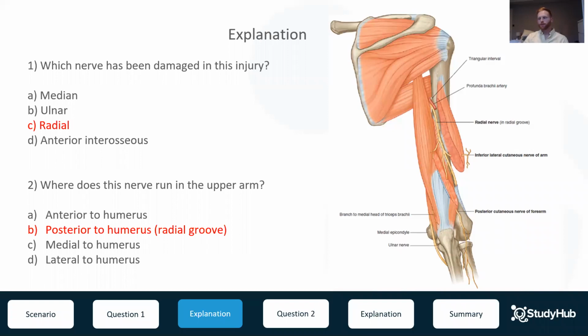Okay, so it runs near the radial groove, so it also supplies the extensors in the forearm. So that's why you get a wrist drop classically when you have a radial nerve palsy or damage in this instance, and it also supplies the extensors in the carpometacarpal joint as well, so that's why you get a loss of the finger extension too. Okay, so well done to the majority of you who got the radial nerve. Less of you got where it runs on the humerus. Anatomy is really important in orthopedics and in surgery in general, so it's important to know these. Okay, so we'll move on to the next questions.